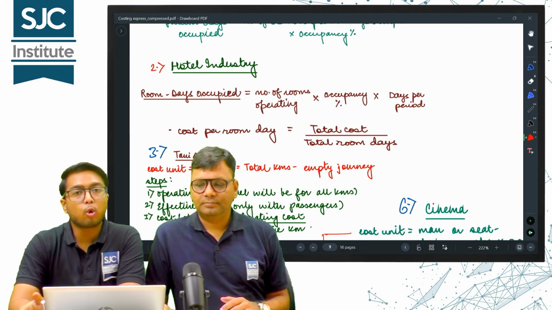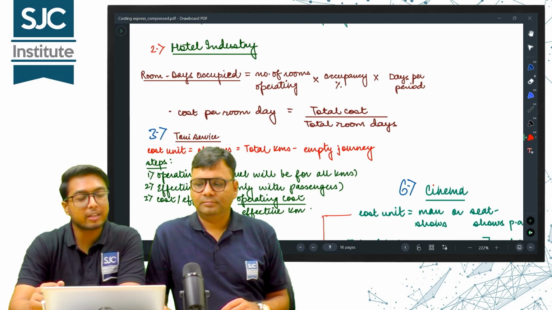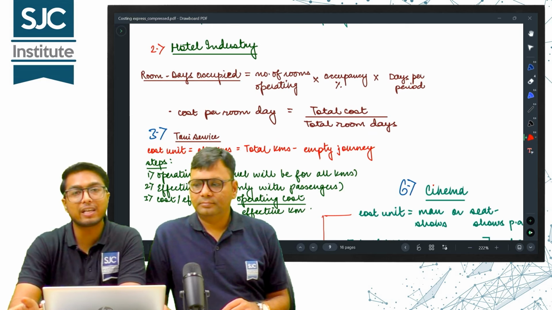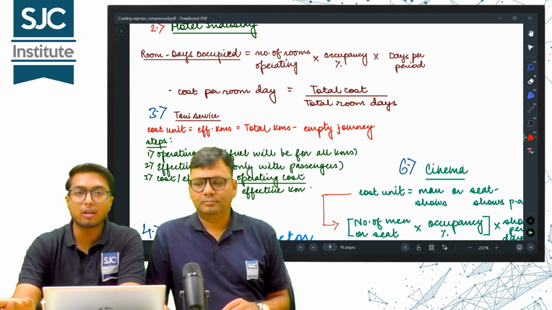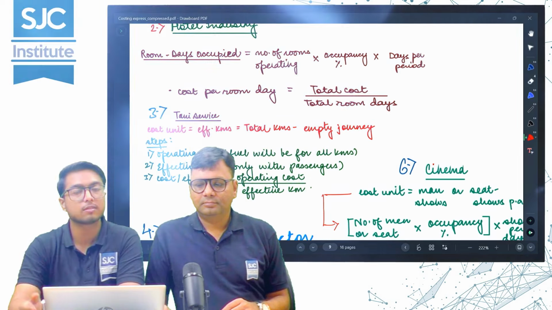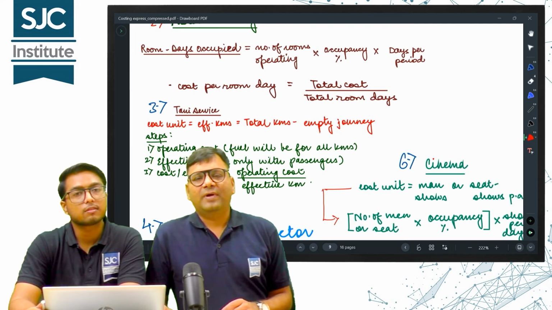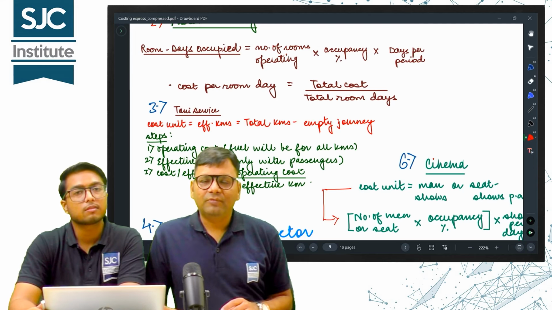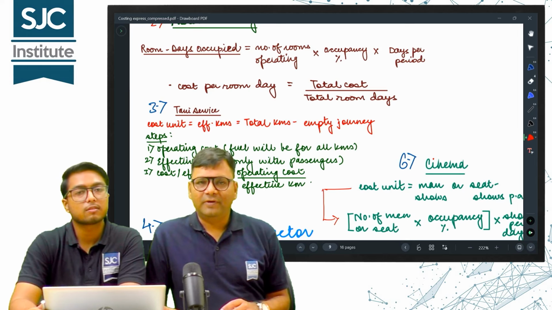Hotel industry. In hotel industry, the composite cost unit is room days. How to calculate room days occupied? Number of rooms operating into occupancy percentage into days per period. Now, how to calculate the cost per room day? Total cost divided by total room days. Many times in hotel industry questions, you would be asked to find profits also. So the working would be in the same way. The rent per room day would be given to you, so you will find total revenue and subtract total cost to get the profit.